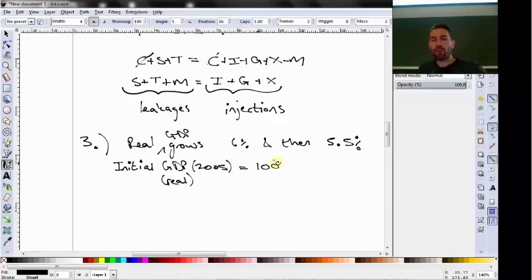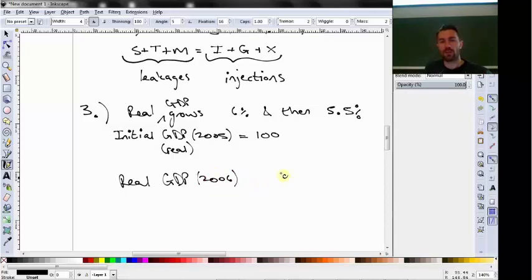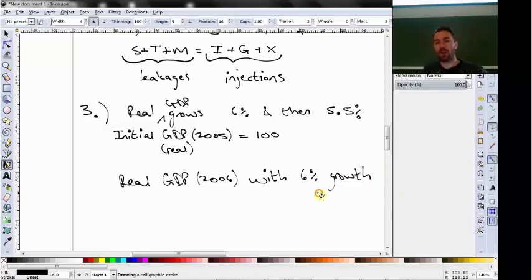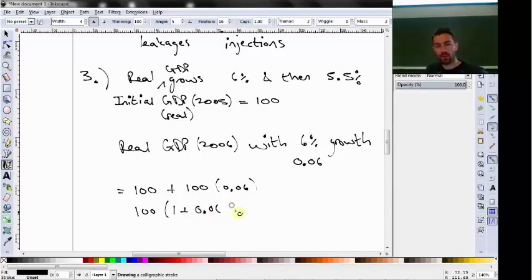If 100 grows by 6%, what I said then is the new value of GDP... anyway, I can't remember if it was 2005. But if it grows in the first year by 6%, then real GDP in 2006, with 6% growth, I know that that's 0.06. Real GDP in 2006 with 6% growth will be equal to the initial amount, so it's 100, plus 100 growing at 6%. Which is the same as saying 100 times 1 plus 0.06, which is equal to 100 times 1.06.